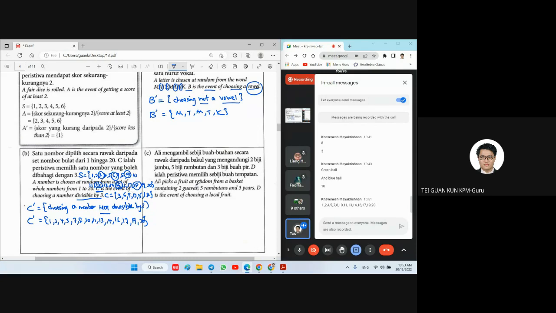Ali picks a fruit at random from a basket containing 2 guavas, 5 rambutans, and 3 pears. D is event choosing a local fruit. D complement is what? Choosing not a local fruit. Just add not in the sentence for the complement. So what is the set D prime?